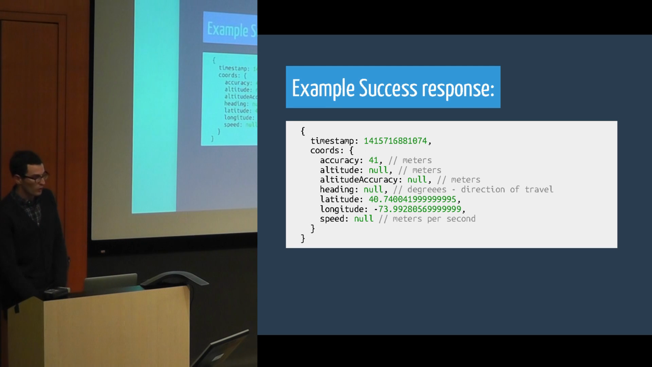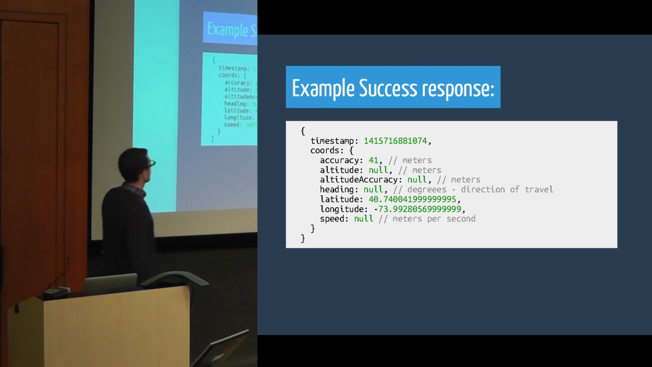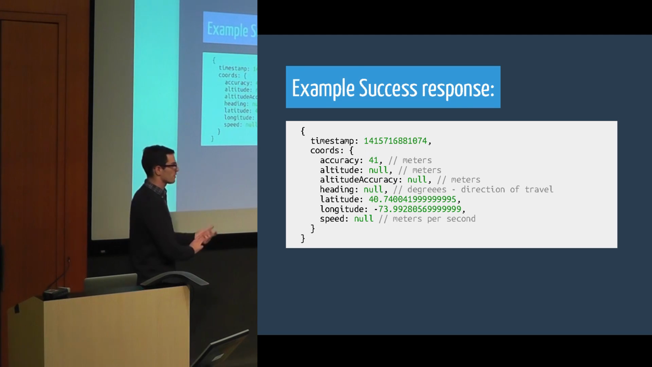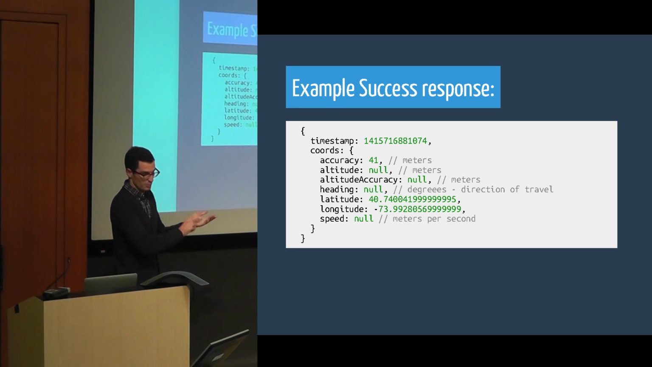All right, so let's say you get a successful response. What does that look like, and what can you do with it? You get a timestamp, which is Unix time, and then you get this coords object. As you can see, there are 3 things in there and a bunch of nulls. The only 3 things that are actually required by the spec are the latitude and the longitude, which is pretty self-explanatory, and then the accuracy in meters. So plus or minus 41 meters, this is your location.